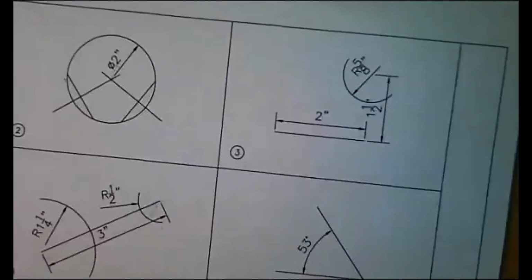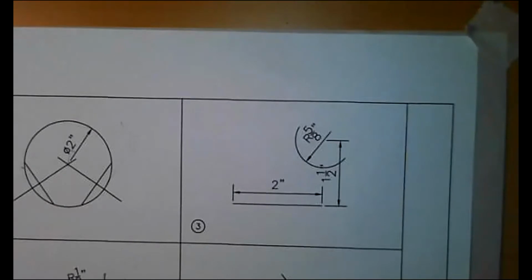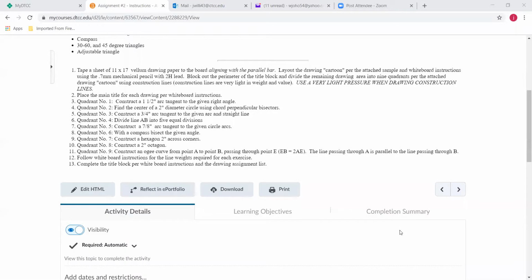Okay, so now we're going to work on quadrant number 4. Okay, quadrant number 4, what does it say? Divide line AB into 5 equal divisions. Okay.